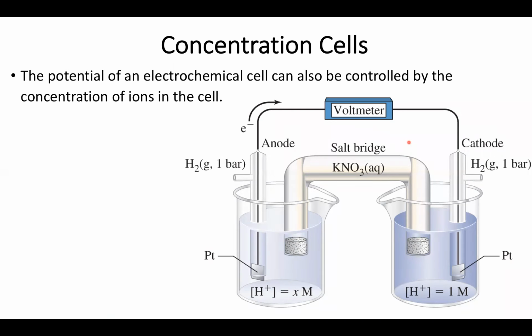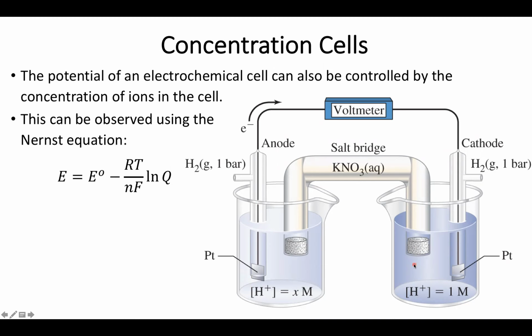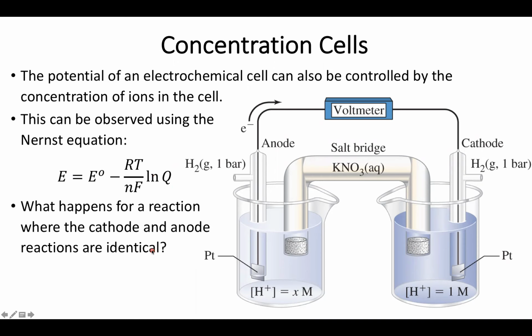One of the cool things you can do is set up electrochemical cells where you have a different concentration of ions in your anode than in your cathode. And as a result, you can change the overall potential of the system by changing essentially this ratio of products and reactants. However, a very cool variant of this is what happens if our anode and cathode reactions are the exact same reaction. The one we're going to look into today is going to be the reduction of hydrogen.